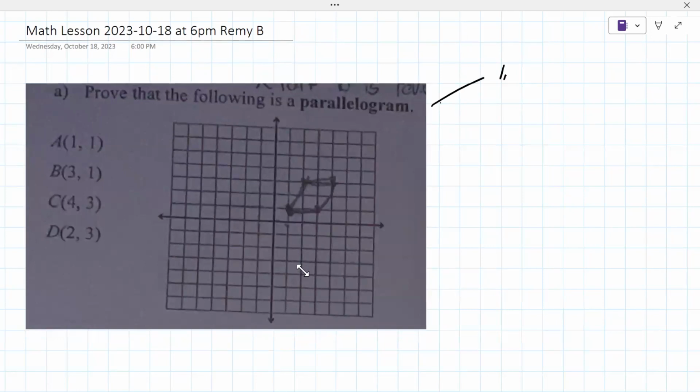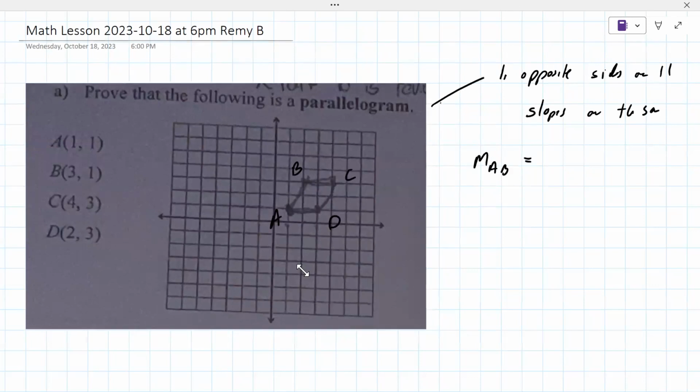So the first thing is that opposite sides are parallel, which means that the slopes are the same. Now, one of the things you really want to do in your drawings here is label the segments A, B, C, and D. So we have to show that the slope of AB is the same as the slope of CD. The slope of BC is the same as the slope of AD.